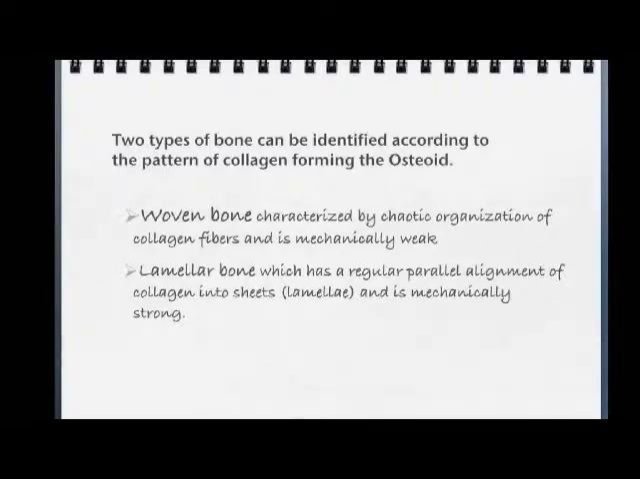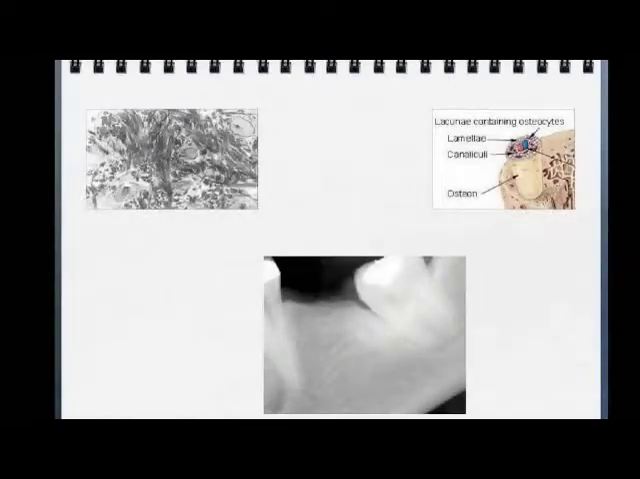The woven bone is characterized by chaotic organization of the collagen fibers, and this is a mechanically weak bone. When the bone is under load, there are different types of load, but under the load, the woven bone changes and creates regular, parallel-aligned collagen in sheets, lamella, and this is a mechanically strong bone. We're going to demonstrate this. If you take a look at the upper left picture, you'll see how the woven bone looks. Again, it's poorly organized and poorly mineralized.